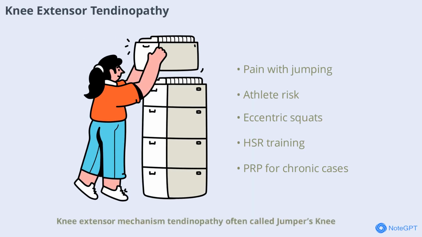The extensor mechanism tendinopathy, often called jumper's knee, includes quadriceps and patellar tendinopathy. It's prevalent among athletes in jumping sports like basketball and volleyball, and risk factors include male gender, high BMI, and increased training hours. Patients experience pain above or below the patella, worsened by activities like squatting, jumping, or stair climbing. Examination reveals tenderness and limited knee flexion due to pain.